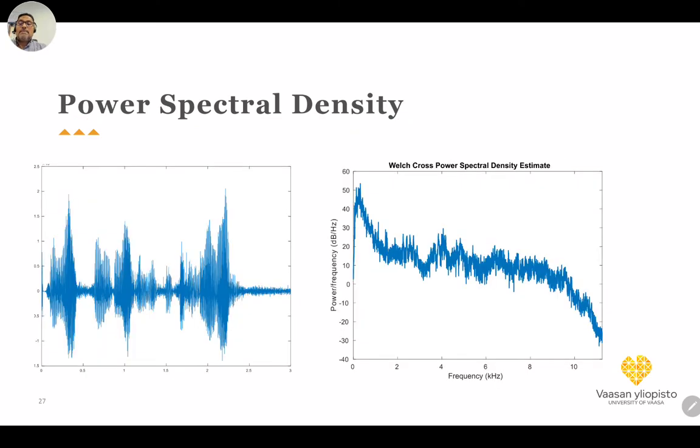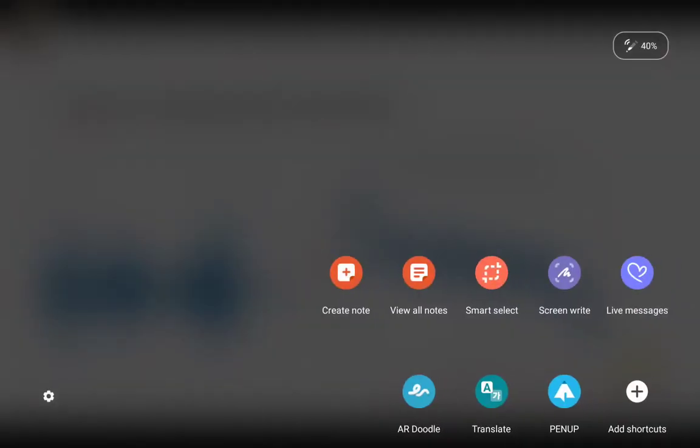Okay, so you can see here, this is my voice that I recorded using MATLAB, and after that I used one function to calculate the power spectral density. It is also available in Octave. And I got this output, which represents the power per frequency. So it is the power in dB per hertz. This is the frequency, you can see, and this is the power.